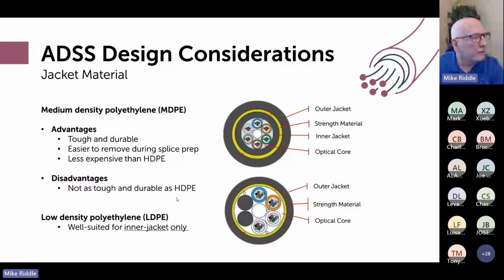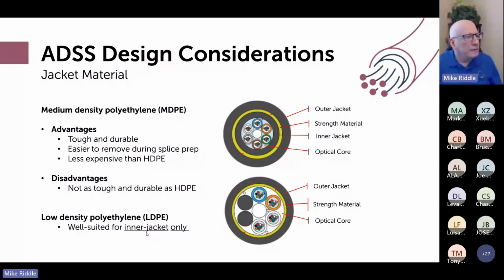And then our third choice is the low density polyethylene. And in our opinion, it should only be used for that inner jacket. It should never be used as an outer jacket, whether it's ADSS or duct cable or armored cable or any other cable, in my opinion. It should only be used for an inner jacket, in my opinion. And so that's what we say here.